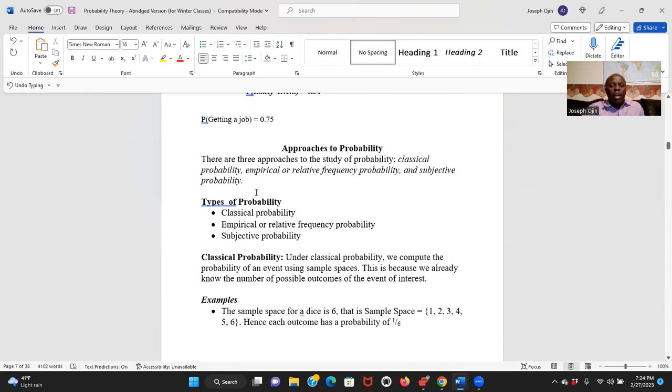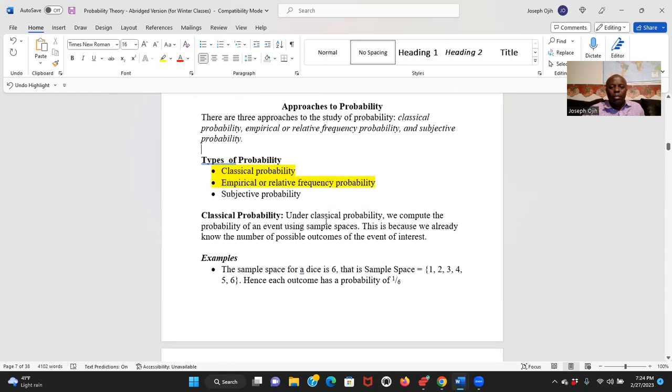Now, the 3 types of probability: we have the classical probability, empirical probability, which we can also call the relative frequency probability, and then subjective. This one, we don't normally use because it is subjective. The ones we focus on are the classical and the empirical probability.